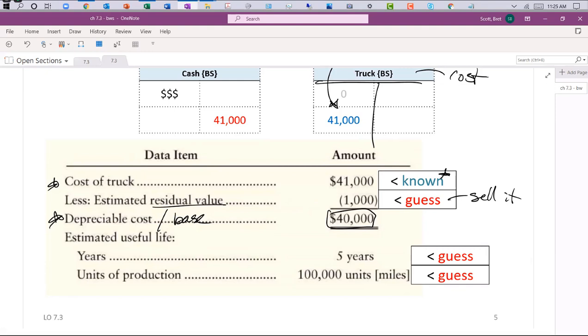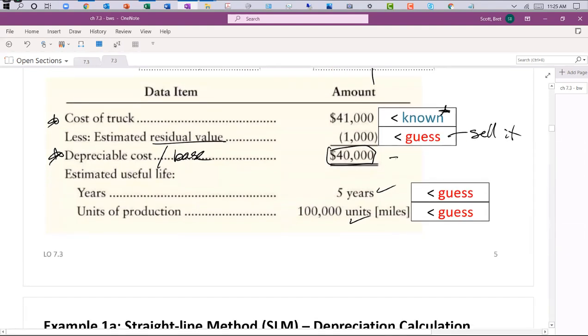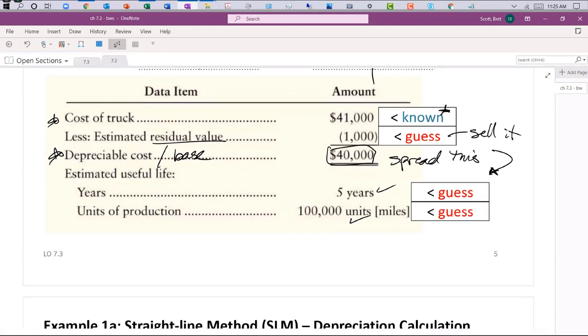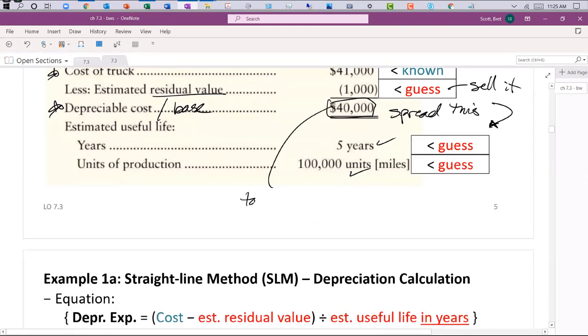How long is this thing going to be used? We're going to use this thing maybe 5 years or 100,000 miles. We're just going to make some guesses right there. The cool thing about a truck is you can actually measure how much you're using it by looking at the odometer. So we can take the $40,000 and spread this value of consumption over these different estimations. It's either useful life in years or units of production. But this is the total value we will consume over its useful life.